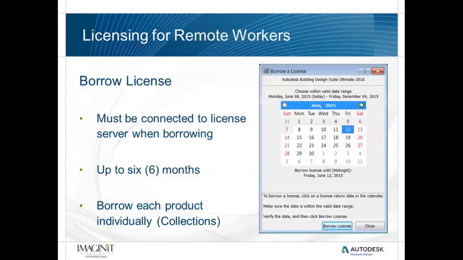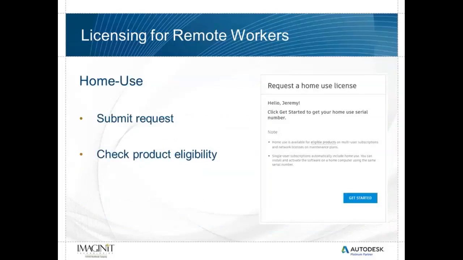But again, that's the first option for multi-user network licenses. Second is requesting a home use license. And there's a form to fill out, which will provide a home use serial number for you. And there's multiple ways to get to this form. I just have a quick screenshot of how Autodesk walks you through obtaining that home use serial number. And that way, again, they're not required to connect to your licensed server. They can simply activate the product remotely on the products that they're using.